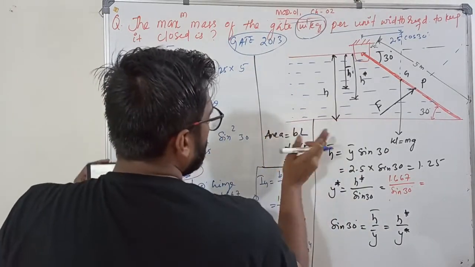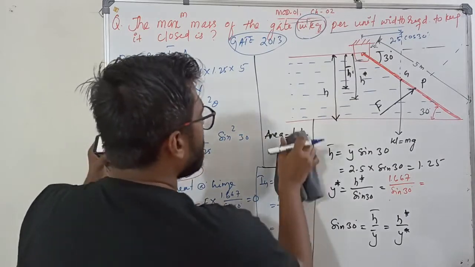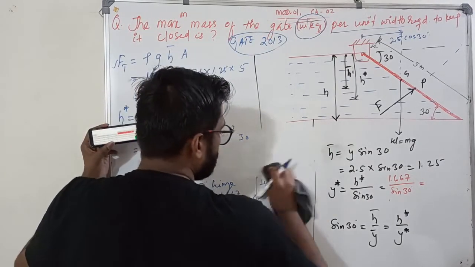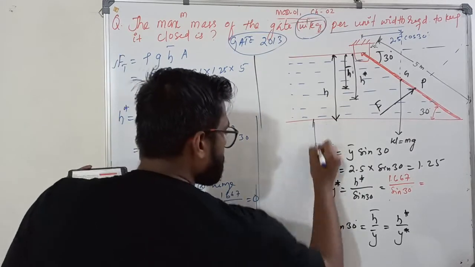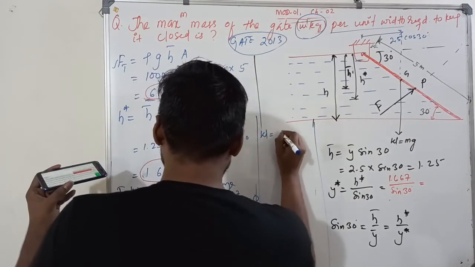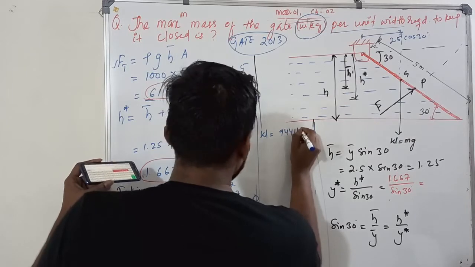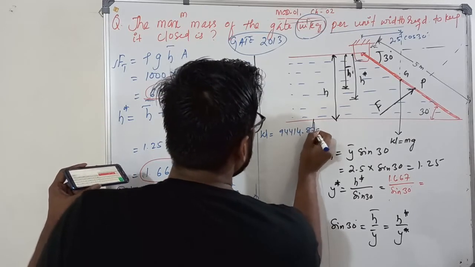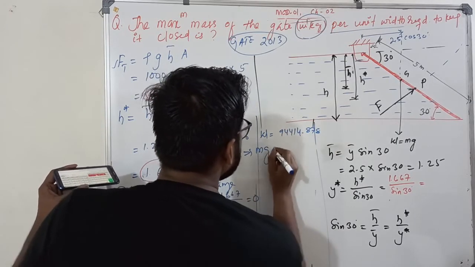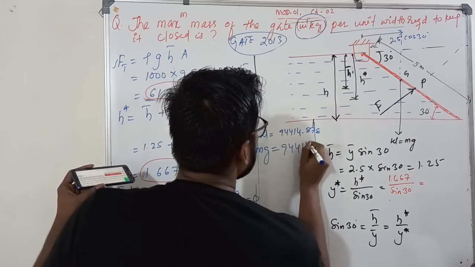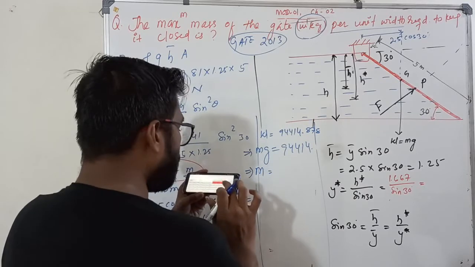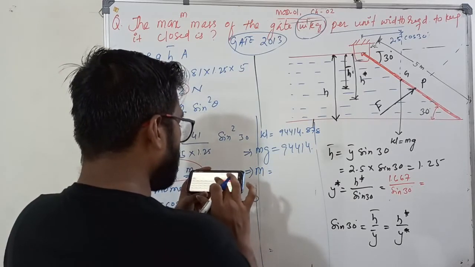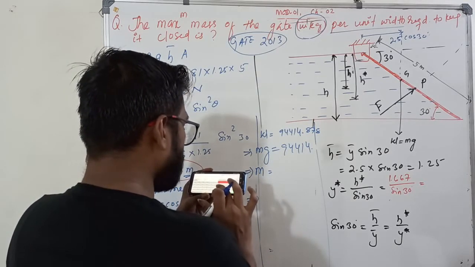Let me erase here and write. So now W is equal to this much, 94414.878. What is weight? Weight equals mass into gravity, and this is that answer. They are asking for mass, which means you have to divide by gravity, that is 9.81.